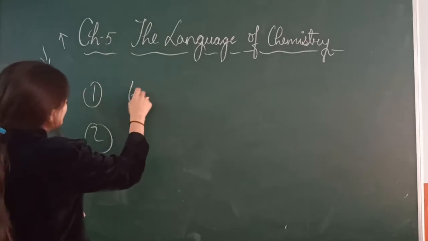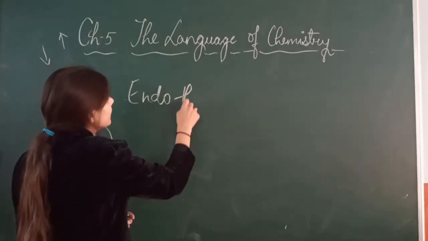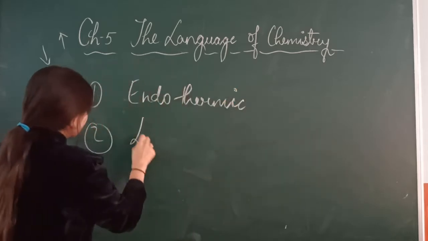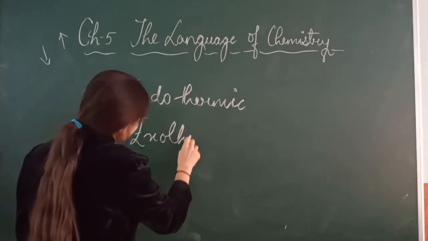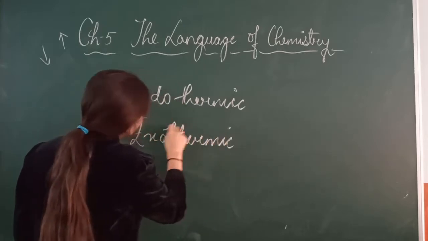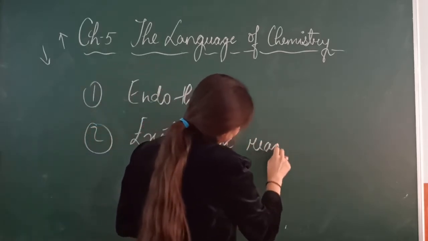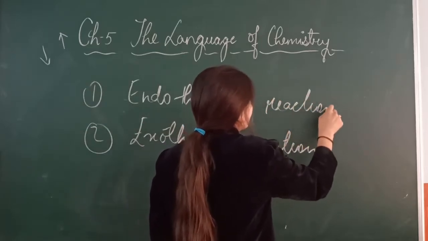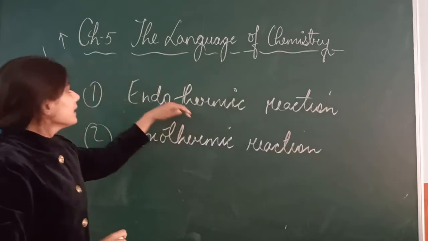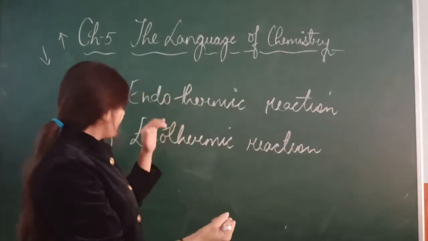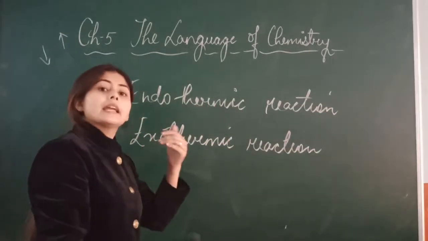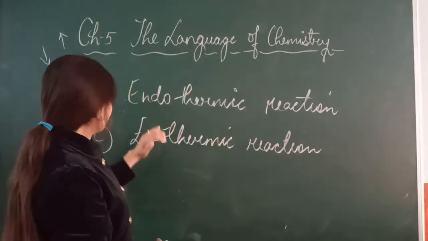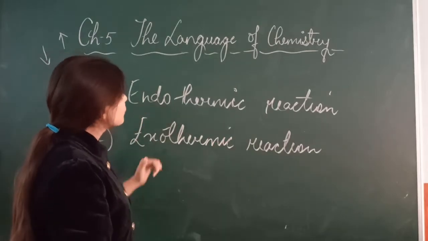These two, endothermic and exothermic reactions. In an endothermic reaction, heat is absorbed. In exothermic reactions, heat is released or given out from the chemical reaction. Clear? So endo and exothermic. I have given examples of these two also.